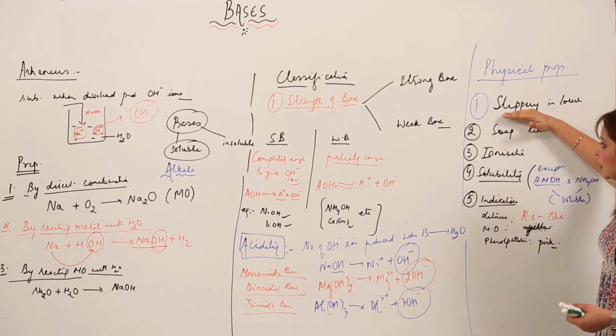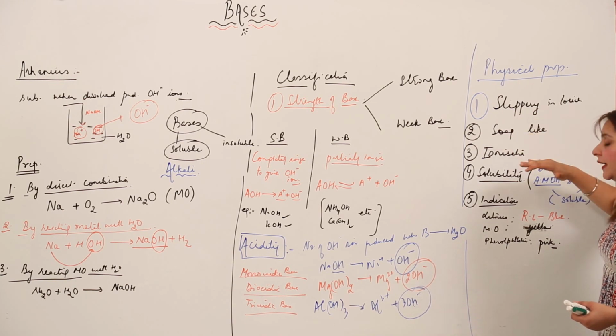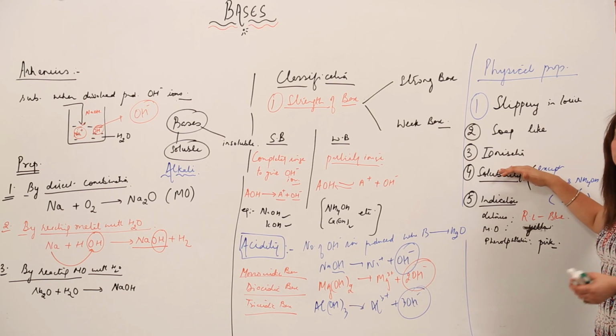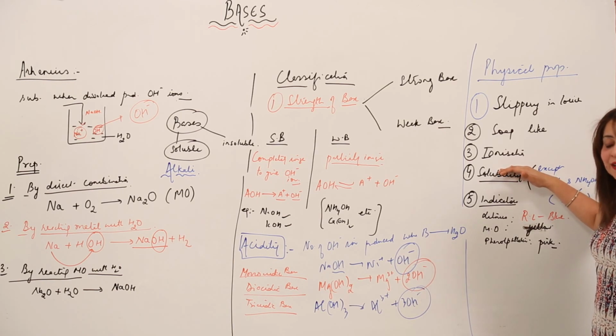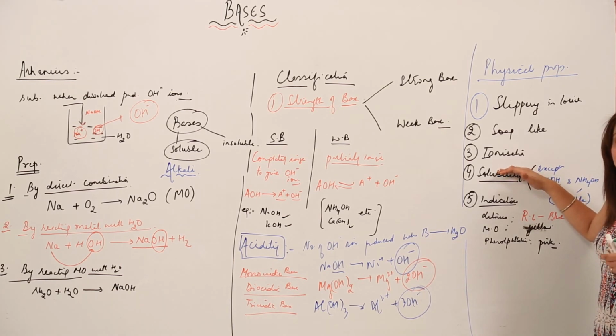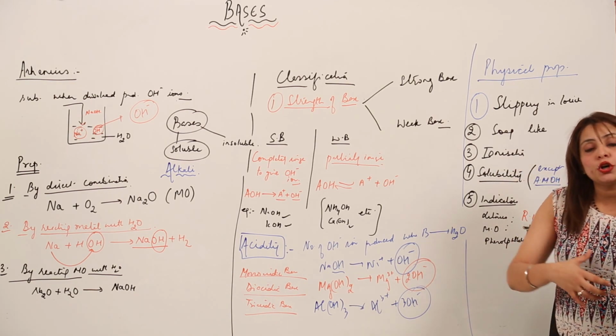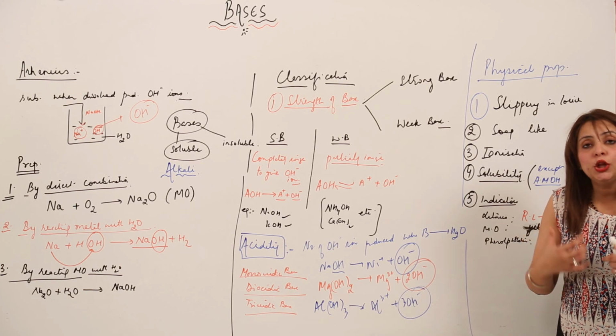They are slippery to the touch, they are soap-like, and they ionize when they are dissolved in certain substances or when electric current is passed, but the degree of dissociation is different for different bases depending upon the strength. For a strong base, the degree of ionization is high, and for a weak base, the degree of ionization is low.